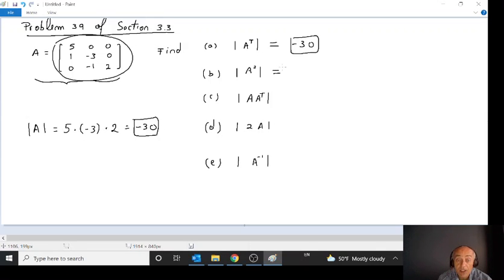For part B, the determinant of A squared, remember that A squared is A times A. So the determinant of that matrix is simply the determinant of A times the determinant of A, or you could say the determinant of A squared, which ends up being negative 30 squared, and that is 900. That's the answer for B.